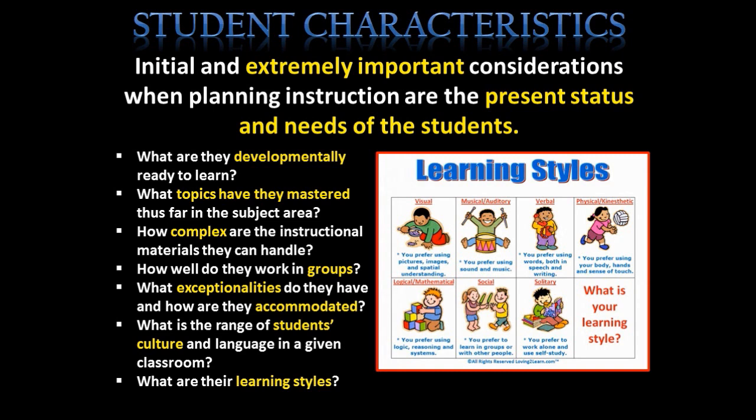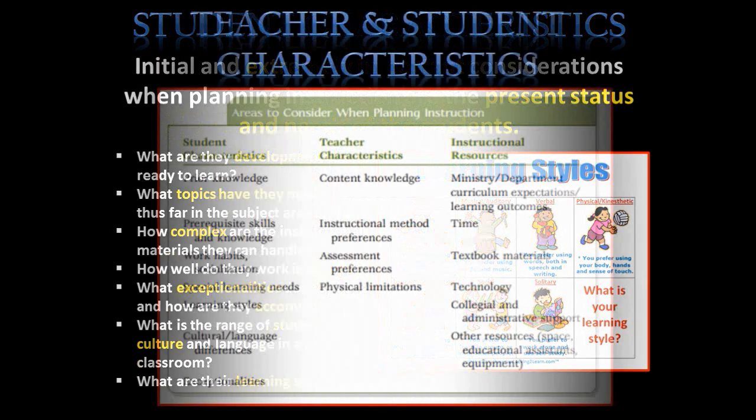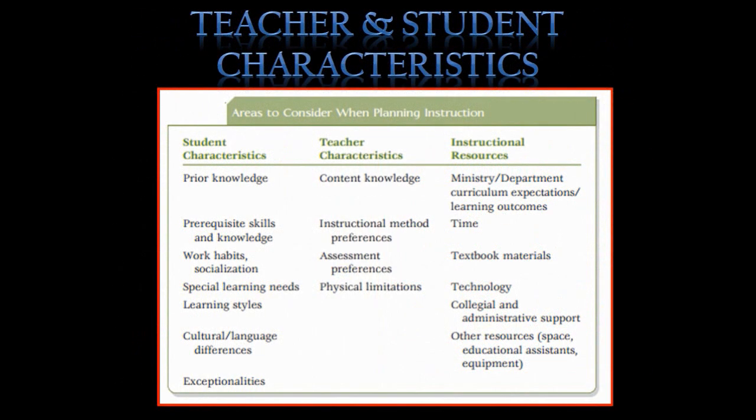What are they developmentally ready to learn? What topics have they mastered thus far in the subject area? How complex are the instructional materials they can handle? How well do they work in groups? What exceptionalities do they have and how are they accommodated? What is the range of students' culture and language in a given classroom? What are their learning styles? Please take the time to review this chart on areas to consider when planning instruction, student and teacher characteristics.